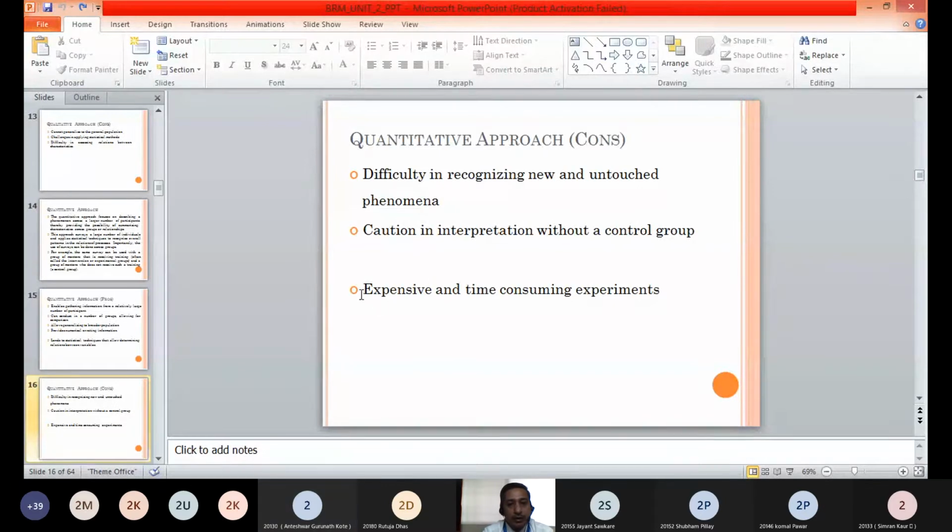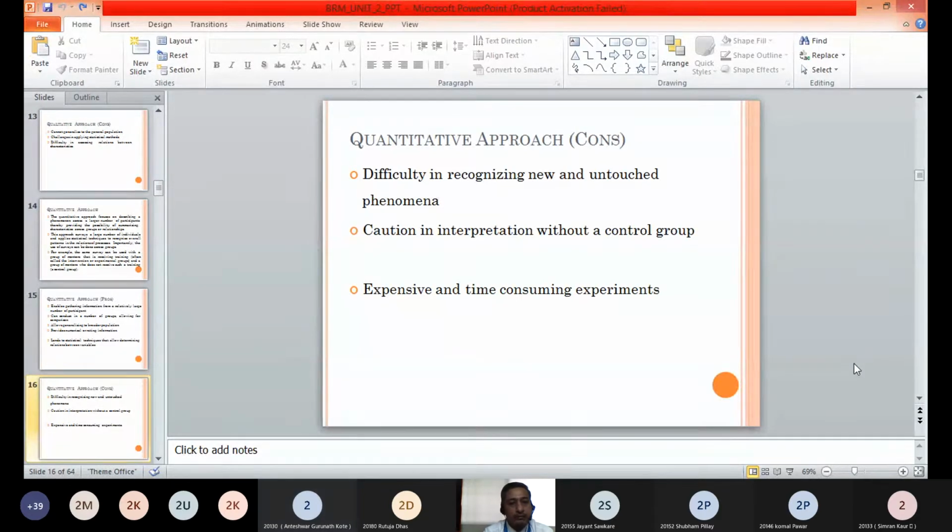Then this type of quantitative approach, again the disadvantage is that it is expensive as well as time consuming experiments. So many times this type of quantitative approach requires surveys or experiments to be conducted, and those are expensive as well as they consume much of the time. These are the different disadvantages and advantages of qualitative as well as quantitative approach.